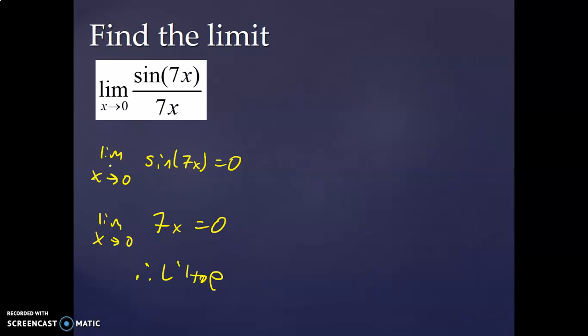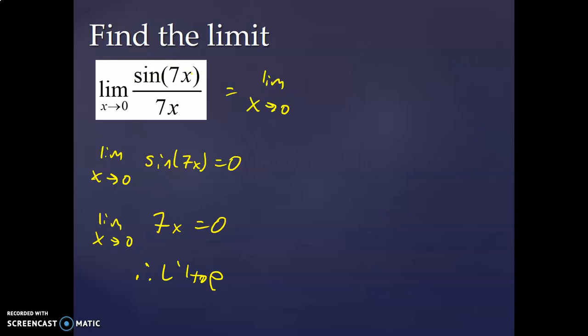I know it's obnoxious, but the AP exam made a big deal about this a few years ago, and a lot of kids lost credit because they didn't write out the three statements. So please make sure you write out the limit on the top, the limit on the bottom, and then reference L'Hop. So this would be the limit as x approaches 0.